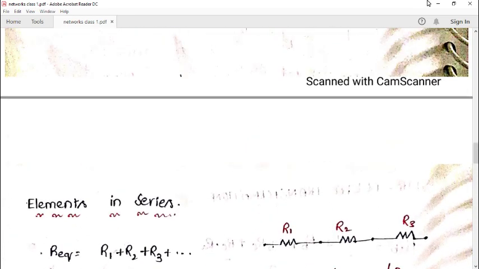We'll stop here, and we'll continue with the basic laws of electrical circuits.